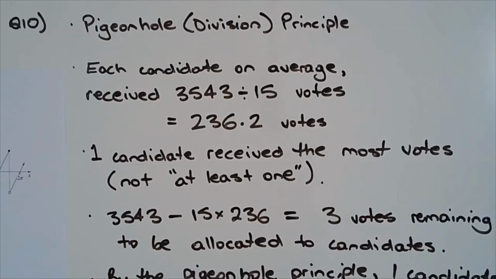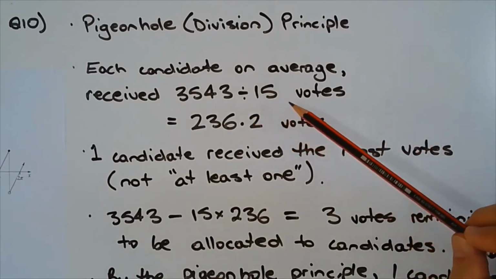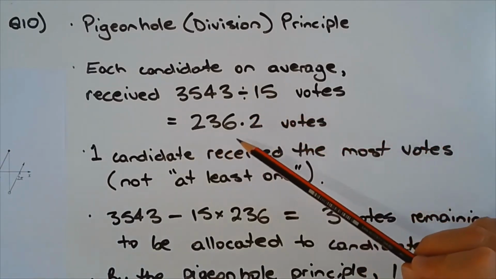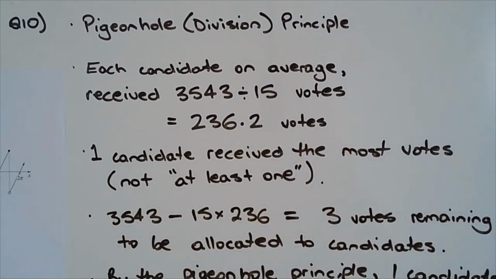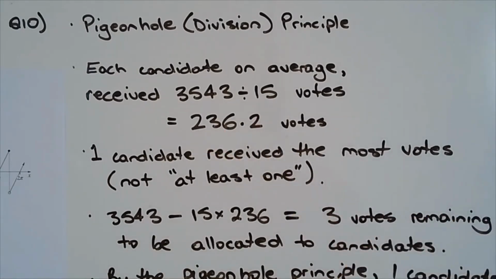The solution to this problem is based on the pigeonhole principle. Now each candidate on average received 3,543 divided by 15 votes, which equals 236.2 votes per candidate. But the number of votes cast is an integer, not a decimal. And one candidate was the winner and got voted president, which means that that candidate would have received more than 236 votes. So I would like to find out how many more votes that candidate would have received, at least as a minimum, to have been voted the president.